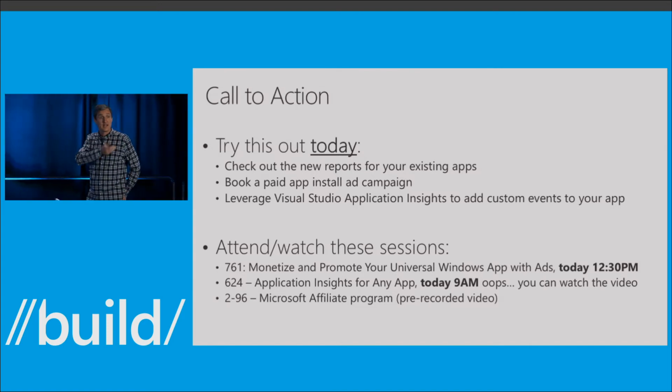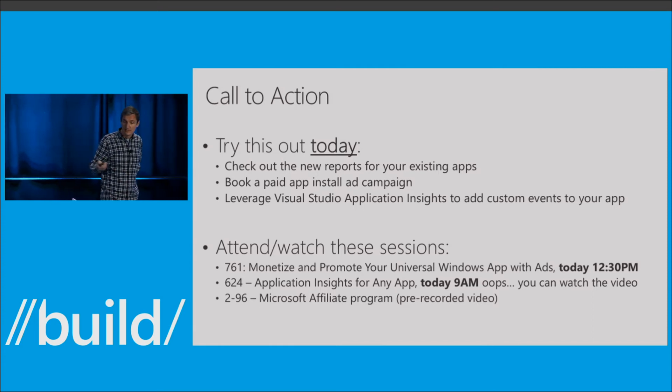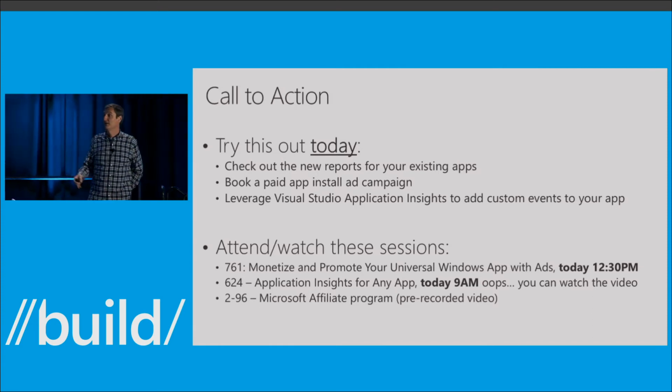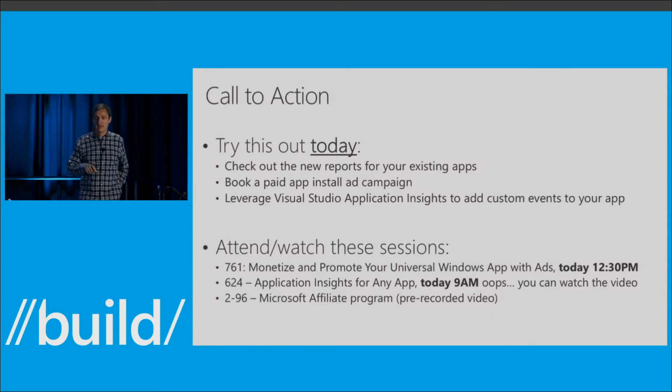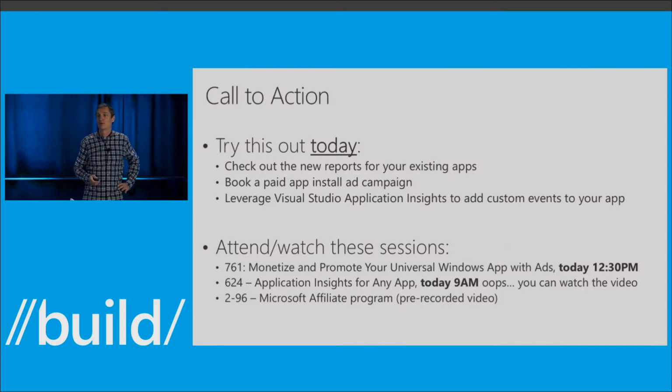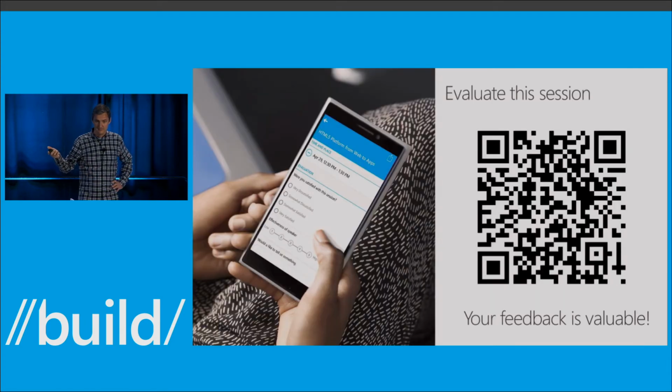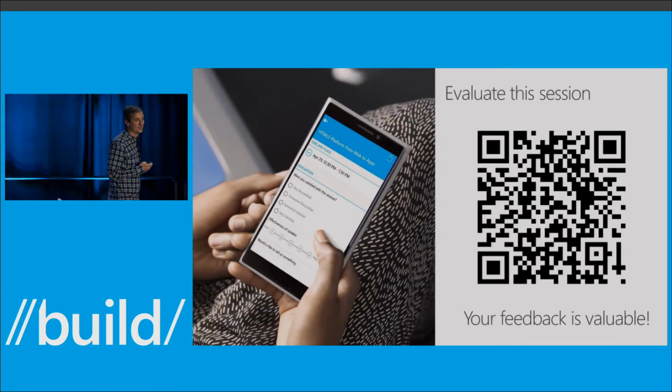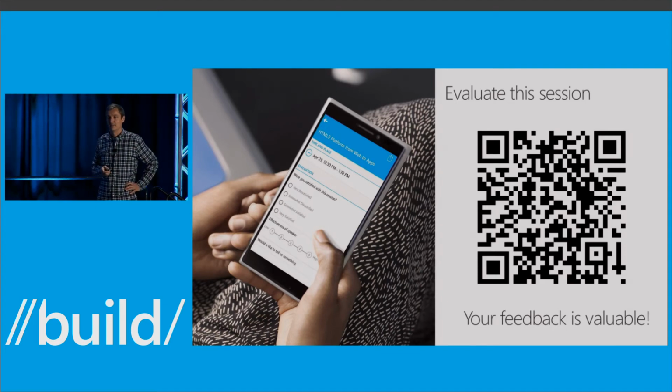Finally, these are the sessions that I recommended throughout my talk. 761 today at 12:30. Really go there if you want to make more money with advertising. 624 is the session that is probably wrapping up right now. Go check out the recording if you want to learn more about using the Application Insights portal to get more insights on your app. And then the Microsoft Affiliate pre-recorded video 296. And please evaluate our session so that we can make Build a better conference in the future.